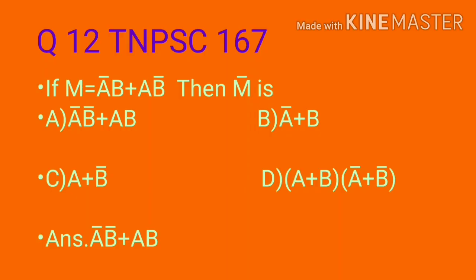Question 12. If m equal to a bar b plus a b bar, then m bar is: option A, a bar b bar plus ab; B, a bar plus b; C, a plus b bar; D, a plus b into a bar plus b bar. Answer A is the correct answer.